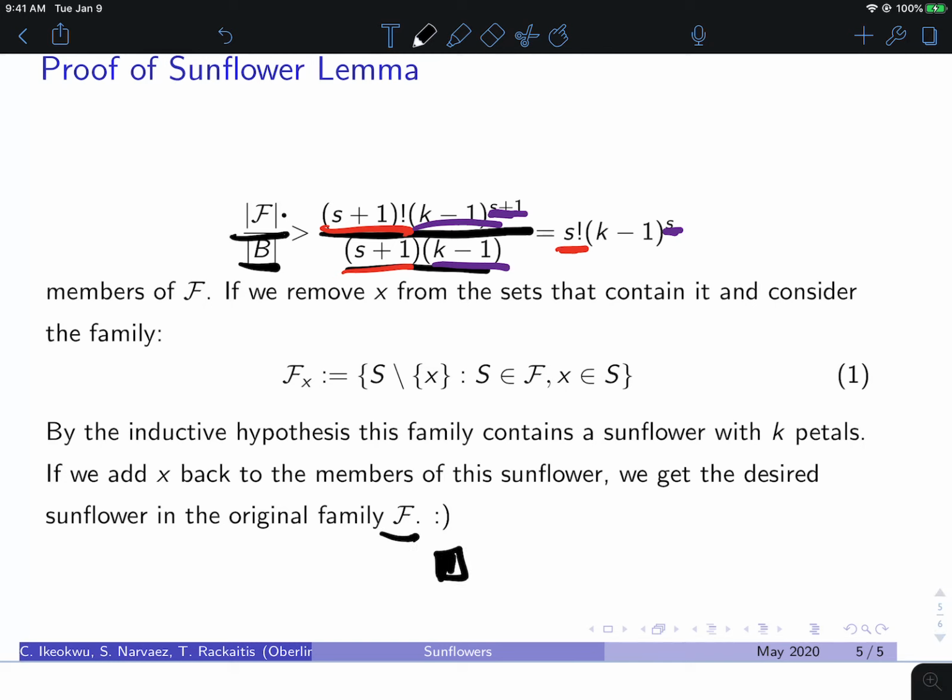Yay! And so the sunflower lemma just beautifully states that once you have sets of a certain size, we have to have this kind of beautiful structure within them, this self-intersecting sunflower within them. And so that's very wonderful.